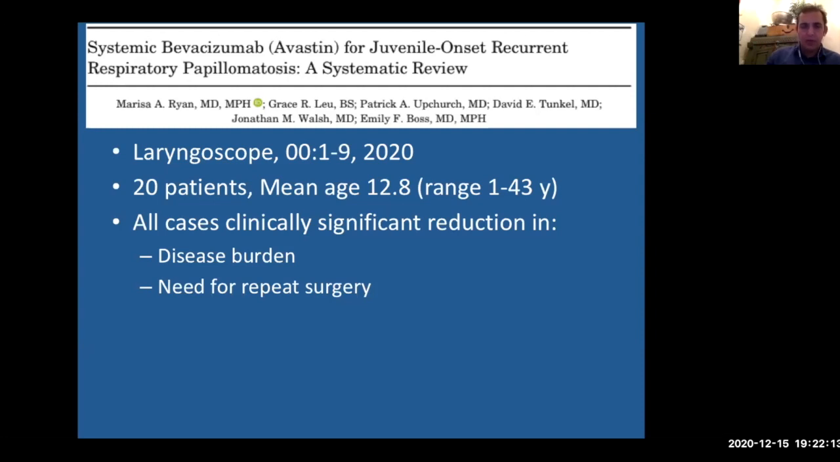We will hopefully be able to start using this soon at Addenbrooke's with the help of the paediatric oncologist, who will administer this.